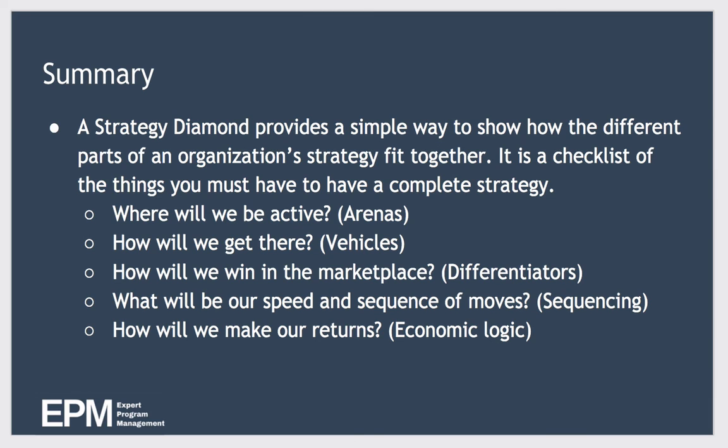So in summary, a strategy diamond provides a simple way to show how the different parts of an organization's strategy fit together. It's basically a checklist of the things you must have to have a complete strategy. And as we've been through, the 5 parts are: where will we be active? How will we get there? How will we win in the marketplace? What will be our speed and sequence of moves? And how will we make a return? And as with the IKEA example, to have a great strategy, all the parts of the diamond must support and reinforce each other.